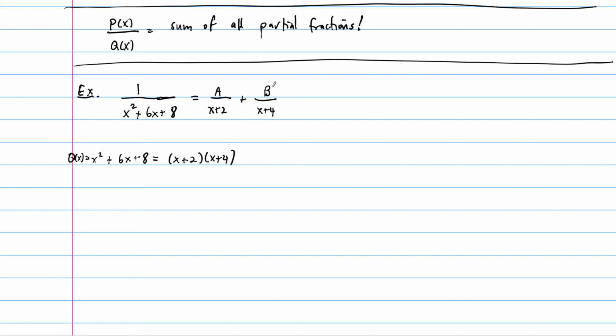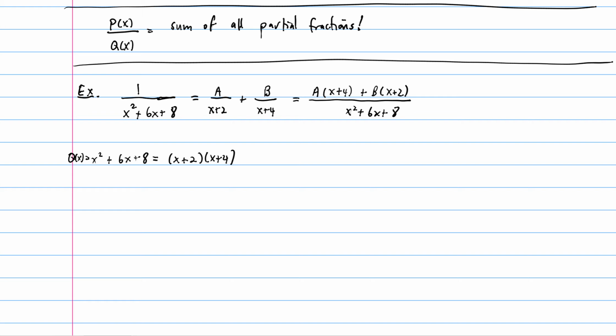How are we going to find a and b? Well, add these back up. The idea is that we should be able to add these up and get this back. So how do you add fractions? You find a common denominator. This is pretty straightforward because there's only two fractions, so you cross multiply. You end up with a times x plus 4 plus b times x plus 2 all over x squared plus 6x plus 8. It multiplies out to be the same thing, because that's where these factors came from.